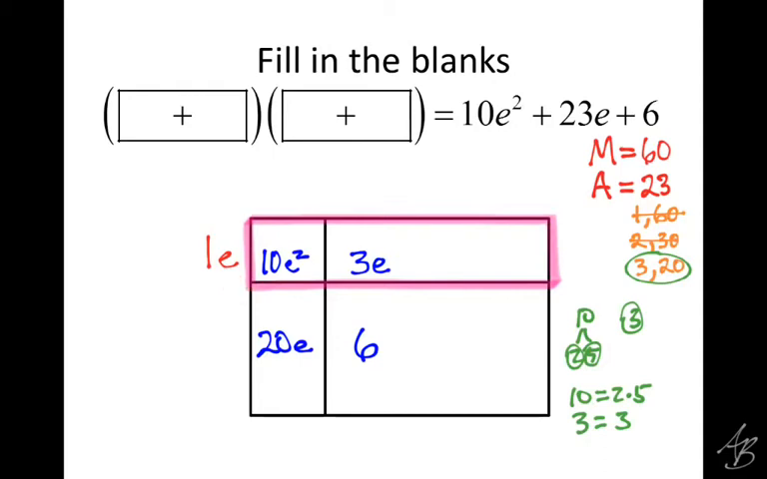Now, since I know the height there, I can put that in this rectangle, and I can put that in this rectangle. And we should be able to finish all of this now just using that one piece of information that we just figured out. All right, so let's start here. What do we multiply by 1e to get 10e squared? 10e. And that 10e is the width. So I'm going to label that up top.